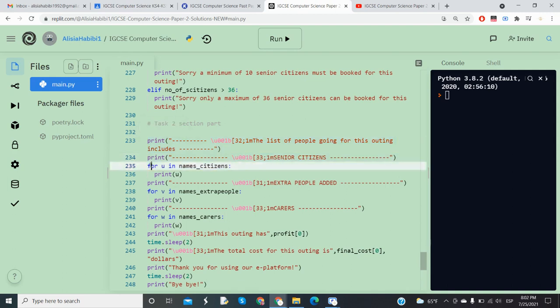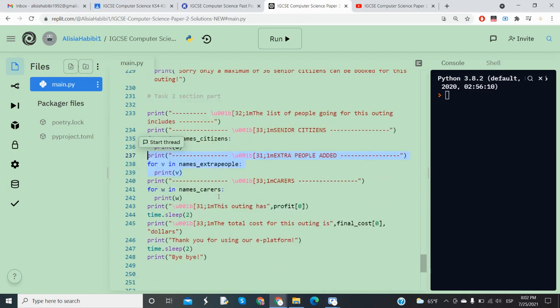And I use the for loop just so that I can run through the named citizens list. The for loop goes through each of those names in the named citizens list and prints it. I just use the variables u, v, just random variable names. You can use any names you want. So this prints the names of the senior citizens. This one also does the same function, using the for loop to print the names of the extra people from the names extra people list. And this one prints the names of the carriers.